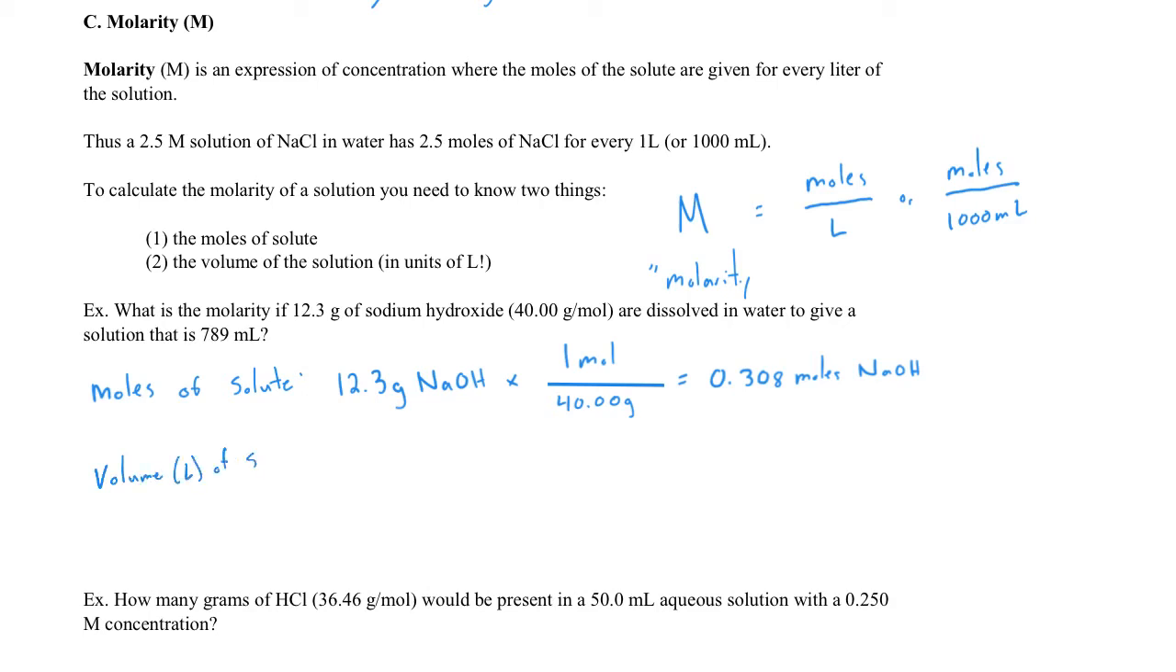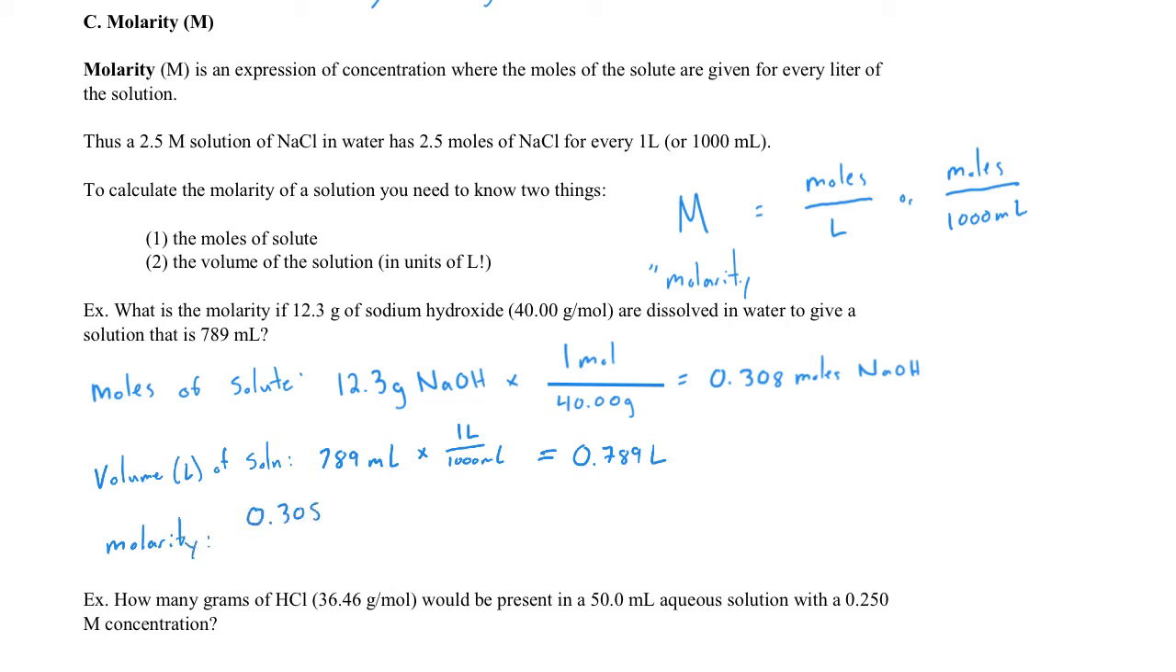Now I just need to find the volume of the solution. We're given the volume as 789 in the units of milliliters. We need to make sure we're converting that into liters before we can compute the actual molarity. To convert milliliters into liters, I divide by 1,000 milliliters. So we get 0.789 liters as the volume of the solution.